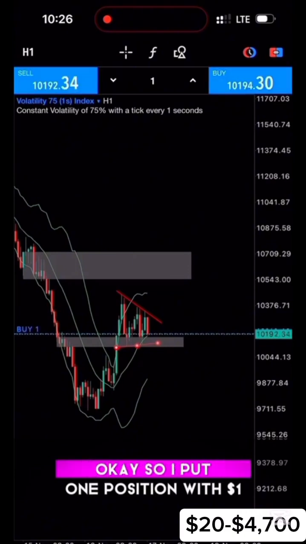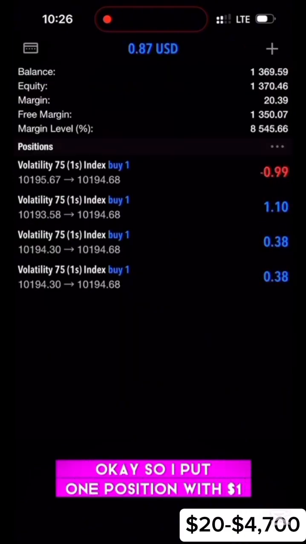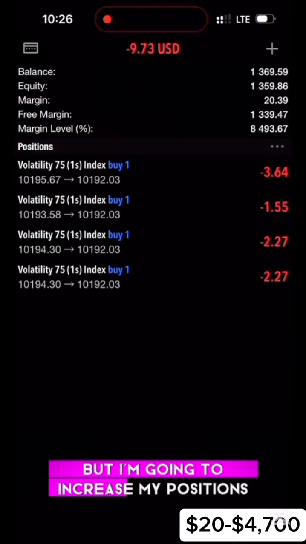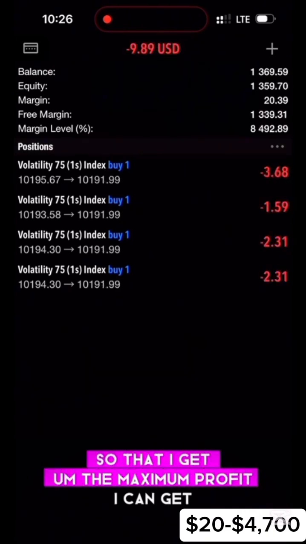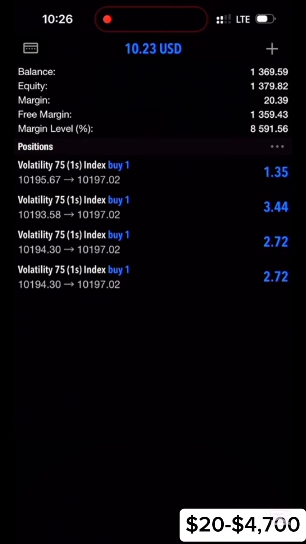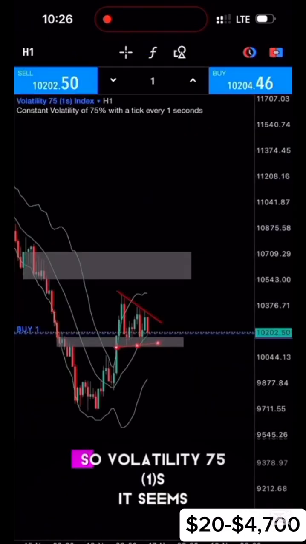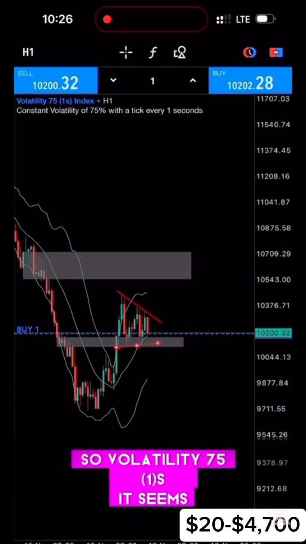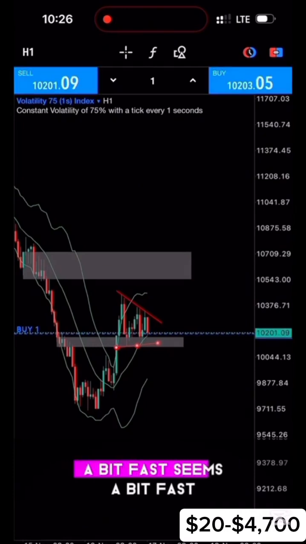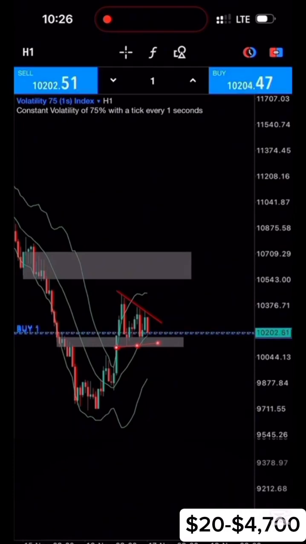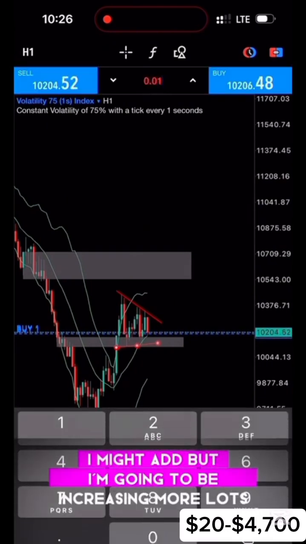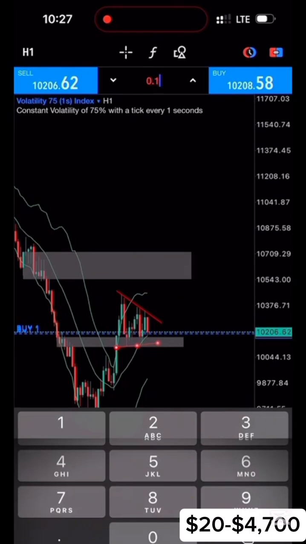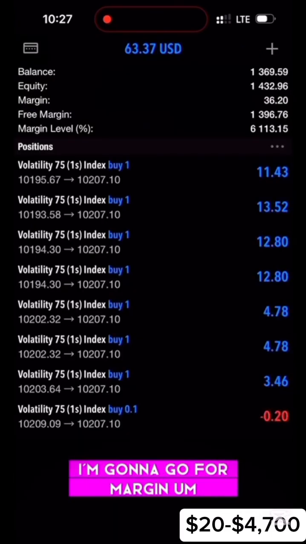So I put one position with $1. It seems okay, but I'm going to increase my positions so that I get the maximum profit I can get. Volatility 75.1S seems a bit fast. Am I dead? But I'm going to be increasing more lots. I'm going to go full margin.